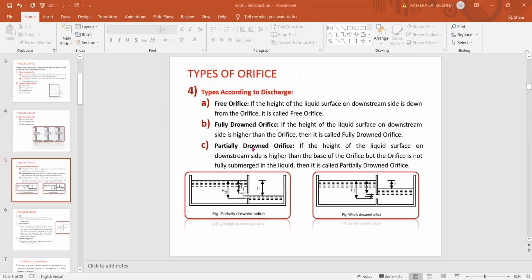But if you see the fully and partially drowned orifice, you can see the images down. Here the orifice of the tank which you are seeing is completely immersed in water on the other side also. So this is called a fully drowned orifice. And if you see here, half of the orifice is filled with water outside also. So that is called a partially drowned orifice. Okay. So these are the 3 types according to the type of discharge.